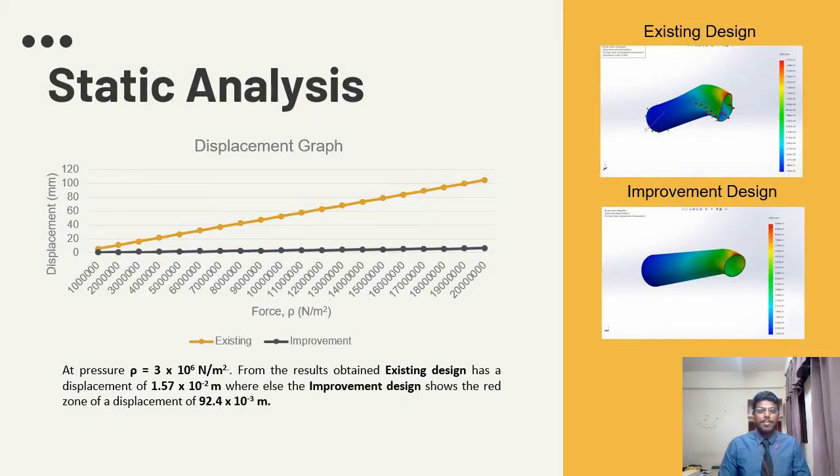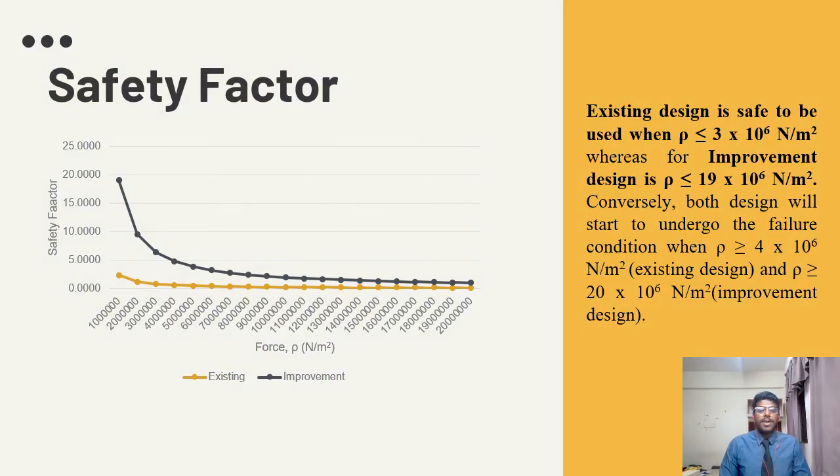So next is the displacement graph where both designs were plotted, and where the pressure at 3 mega Newton per meter square, the existing design is at 157 centimeters, but the improvement design was at 92.4 millimeters, which shows less displacement for the improvement design. So moving on to safety factor, which clearly shows that the existing design is only safe to be used when the pressure is less than 3 mega Newton per meter square, whereas the improvement design will be able to be used when it's less than 19 mega Newton per meter square.